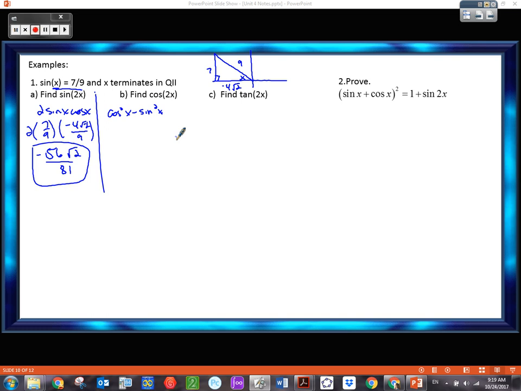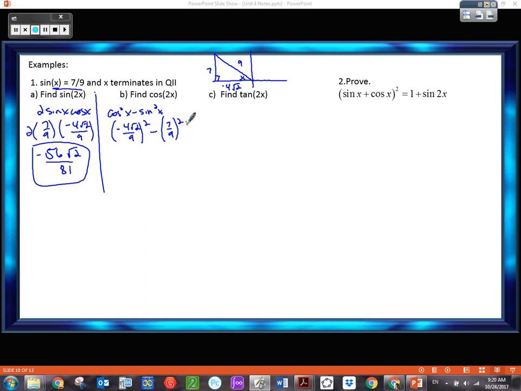All right, so we need to read cosine and sine off of our triangle, which we actually already did in the other problem. So cosine, we discovered, was negative 4√2 over 9. But of course, we're going to have to square that because it's cosine squared, minus sine is 7/9, which we're going to have to square.